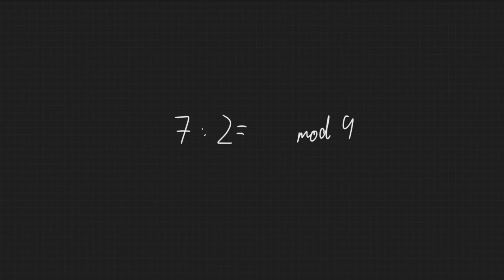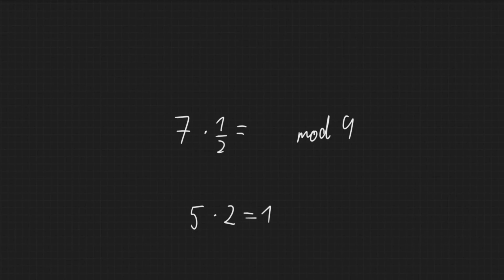Well, what is division by 2? It's simply multiplication by 1/2. And what is 1/2? It's the number with the following property: 1/2 times 2 is equal to 1. And we say that 1/2 is the multiplicative inverse of 2. So is there any number modulo 9 that has the same property? And it turns out there is, and this number is 5, because 5 times 2 is 10, and 10 is equal to 1 modulo 9. So 5 is the multiplicative inverse of 2 modulo 9.